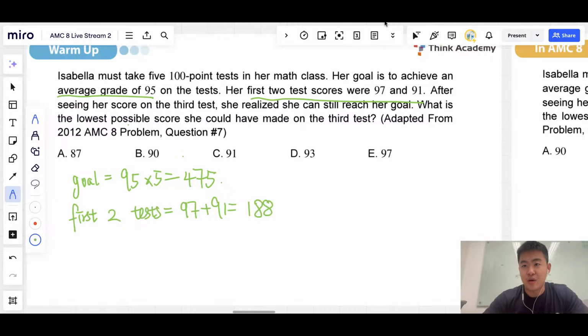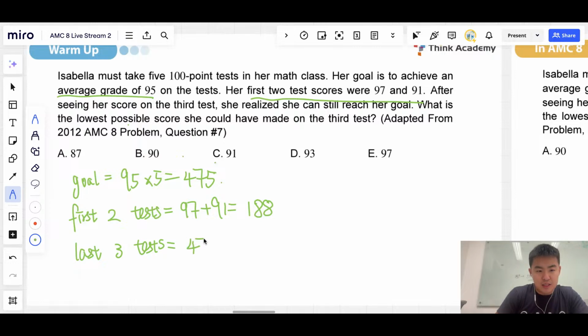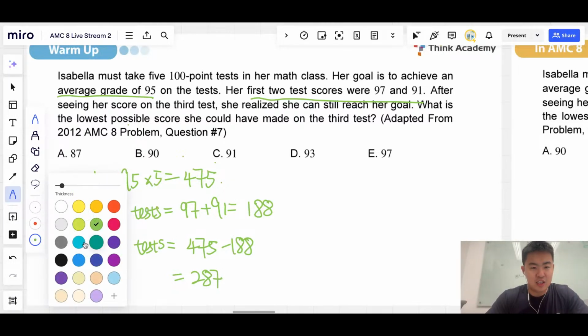Okay. Then what's the next step? For the next step, we are looking for the last three tests because we have 5 tests and 2 tests already taken. So the last 3 tests, it should be what? It should be 95 times 5 minus 188, which is 287. Okay, so the total score of Isabella's last 3 tests should be equal to 287. Let me change the color and continue.